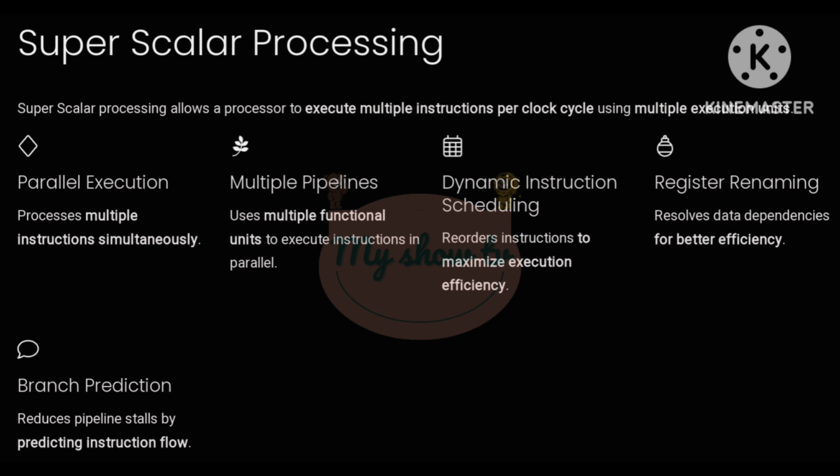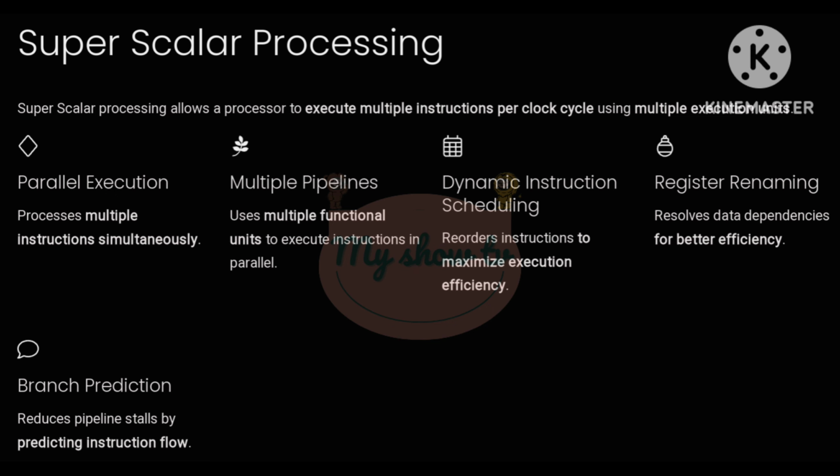3. Dynamic instruction scheduling. The CPU reorders instructions for maximum efficiency, ensuring that execution units are never idle. 4. Register renaming resolves data dependency issues by dynamically assigning registers, preventing execution stalls. 5. Branch prediction. Anticipates the next set of instructions, reducing pipeline stalls and increasing throughput.